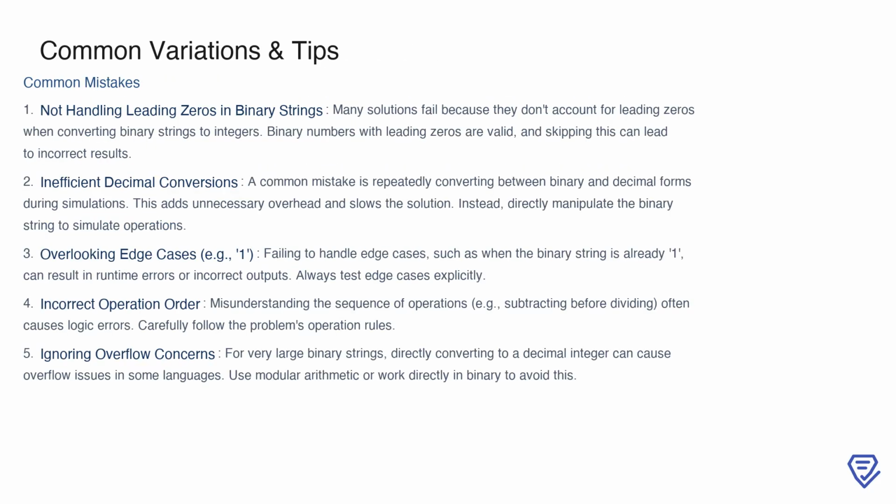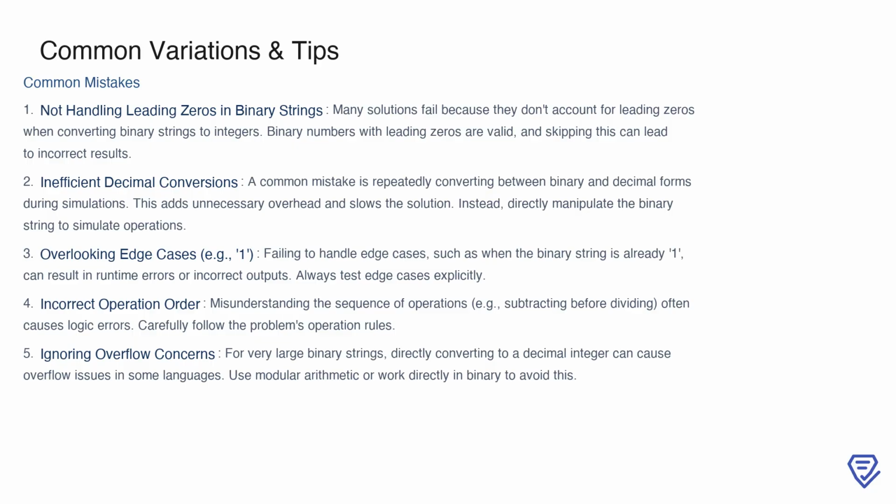When solving this problem, there are several common mistakes to watch out for. First, handling binary strings with leading zeros is critical. Binary numbers like 00101 are valid, but if you skip over the leading zeros when converting to integers, your solution might fail. Next, inefficient decimal conversions can slow down your approach. If you're repeatedly converting between binary and decimal forms during simulations, you're adding unnecessary overhead. Instead, directly manipulate the binary string to simulate the operations and save time.